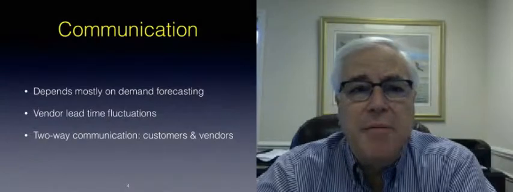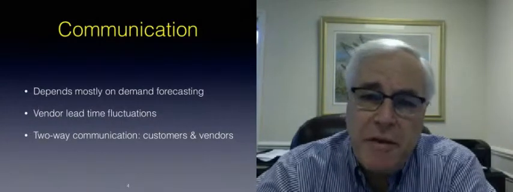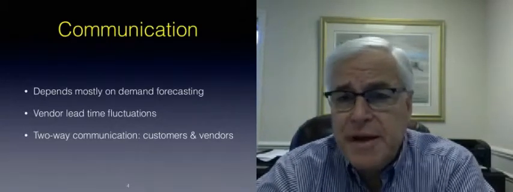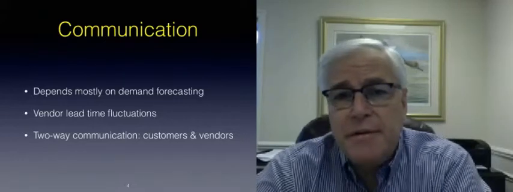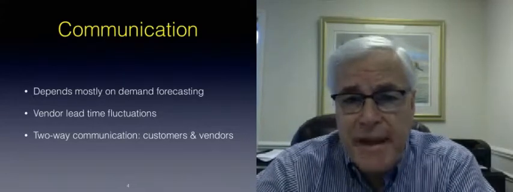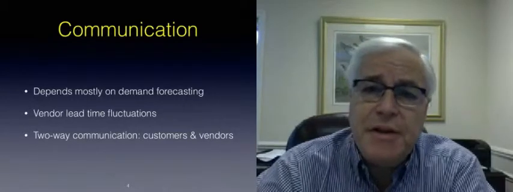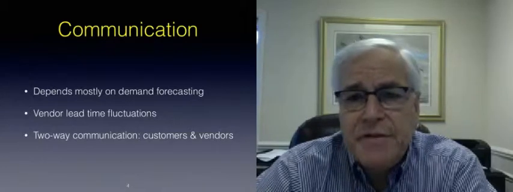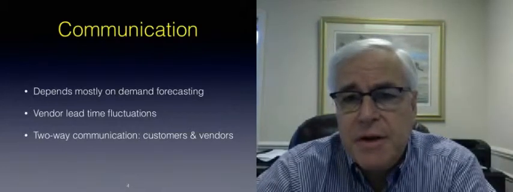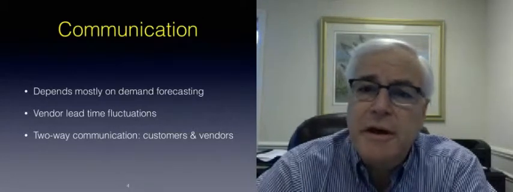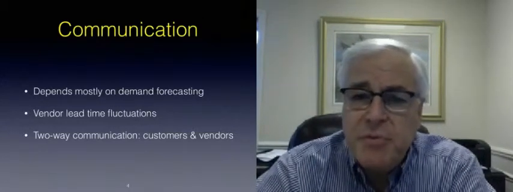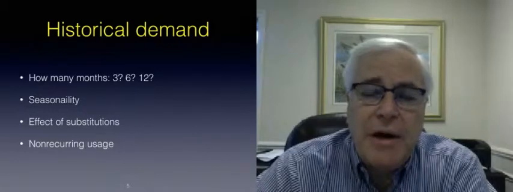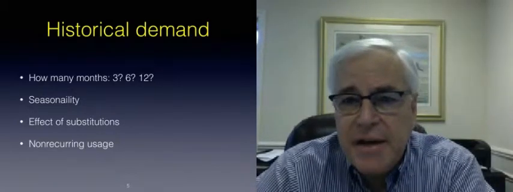So the communication linkages between the three parties to the transaction, the customer, the distributor, and the vendor, the results depend mostly on the distributor's expertise in demand forecasting, and to a somewhat lesser extent, but importantly, on vendor lead time communications. And the emphasis here is on two-way communication between the distributor and the customer, and between the distributor and the vendor, the distributor being in the middle of the pipeline. So the cornerstone of all this is historical demand.